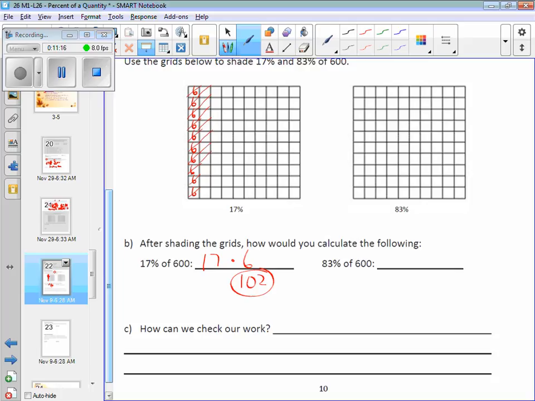All right, well, what about 83%? Each block is still worth how much? 6, but I'm going to shade 83 of them. I'll tell you what, let's be smart. There's 10 shaded, 20, 30, 40, 50, 60, 70, 80, 3. Now what? Each block is worth how much again? So I'm going to do 83 times 6. Do that. Tell me what you get.